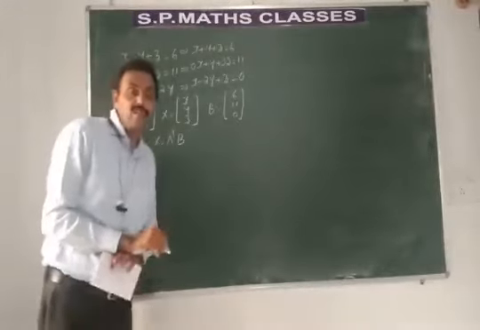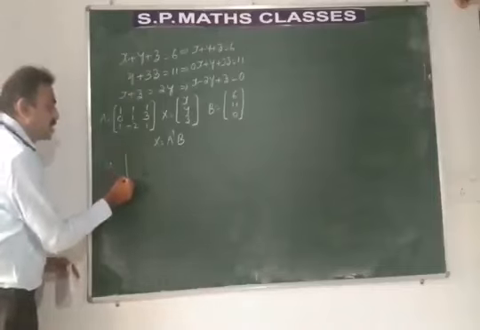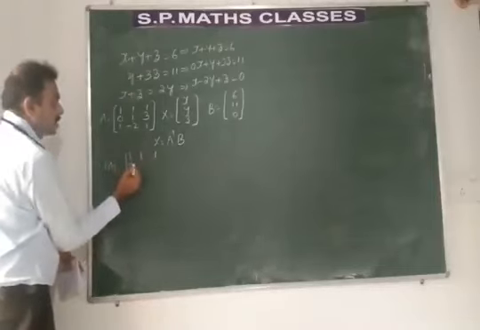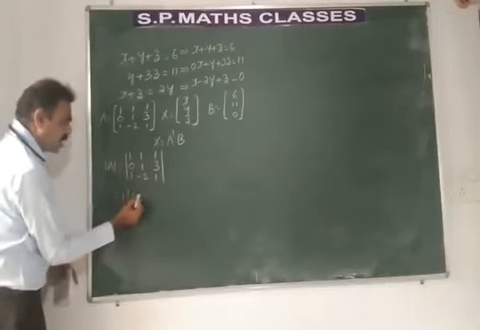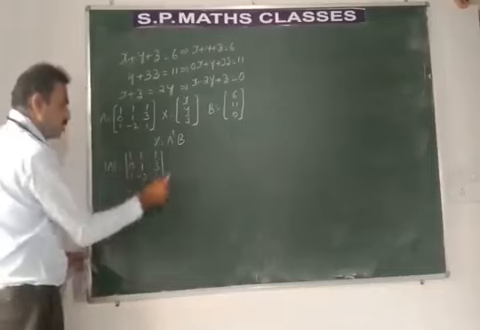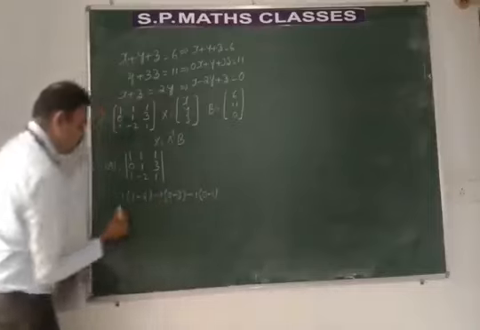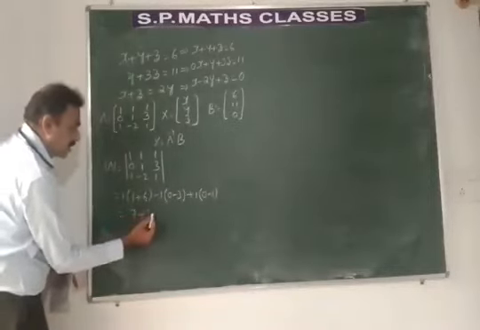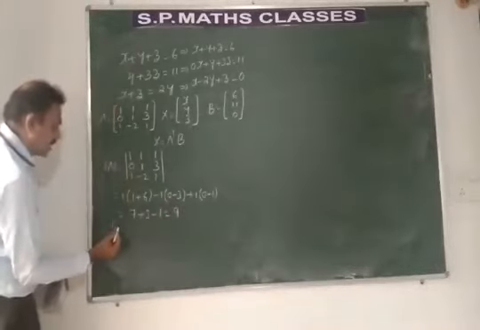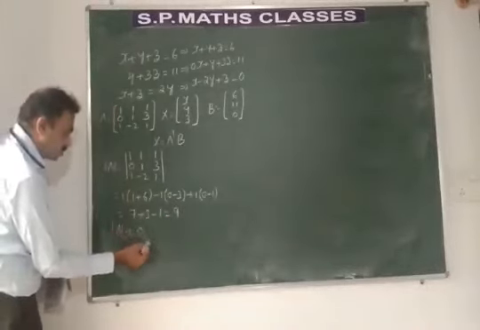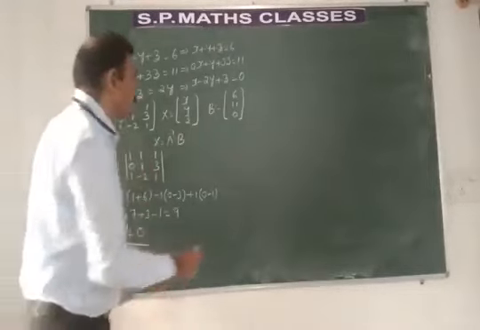You need to find out A inverse. To that end, you need to find out determinant A. Ensure that it is non-singular. 1, 1, 1, 0, 1, 3, 1, minus 2, 1. Expand it. 1 into 1 plus 6, minus 1 into 0 minus 3, plus 1 into 0 minus 1. 7 plus 3 minus 1. So what happens now? We get 9. Determinant A is equal to 9, not equal to 0. So hence we conclude that inverse exists as it is non-singular.